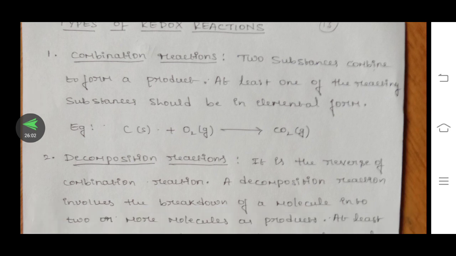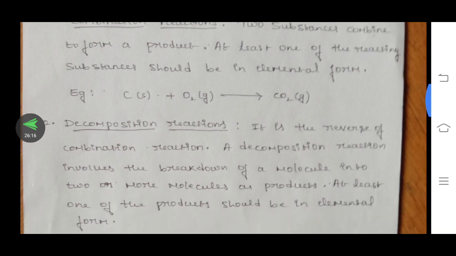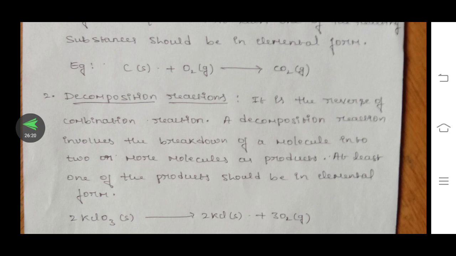Example, C plus O2 gives CO2. See, two elements combine to form one compound. So that's why this comes under combination reactions. This is one type of redox reaction. Second one, decomposition reactions. See, decomposition is the opposite of combination reaction. It is the reverse of combination reaction.